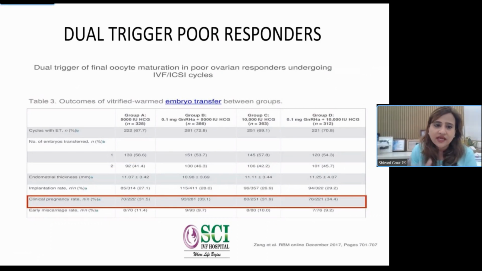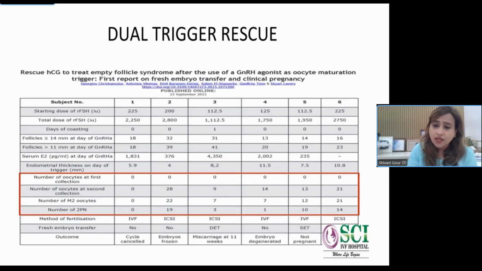Now in poor responders, again, with dual trigger for final maturation, you get a higher proportion of M2 oocytes. Now, what about rescue? There is a concept that if you have empty follicle syndrome, can you rescue that cycle? Can you give another trigger and do egg collection again after 36 hours? I have done rescue cycles, and you can use a GnRH agonist. If you have already triggered with HCG, you have empty follicles, and you have checked that the woman has taken HCG, you can stop the egg collection after one ovary, give a GnRH agonist trigger, and then do another. This is called rescue HCG, to treat the empty follicle syndrome.